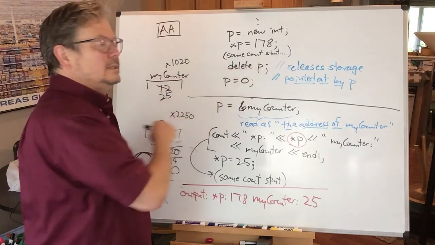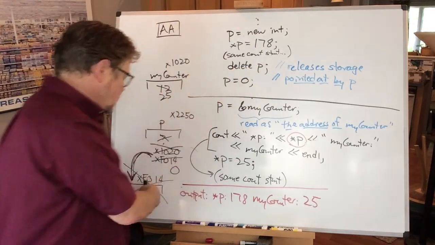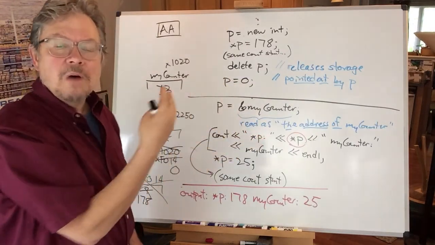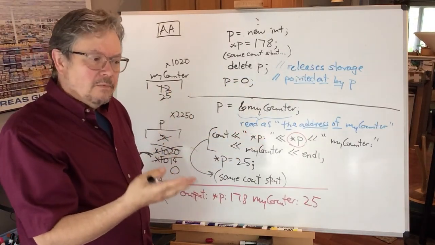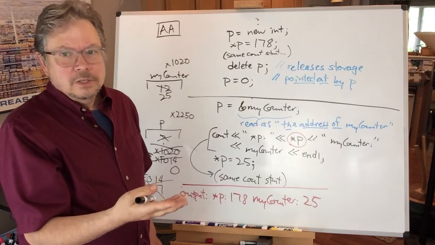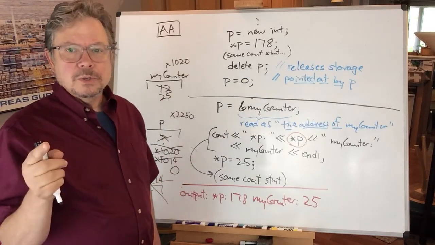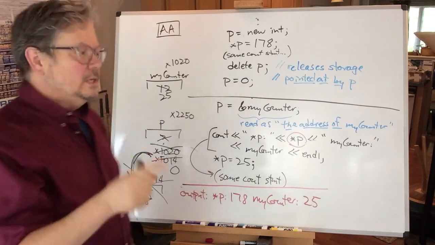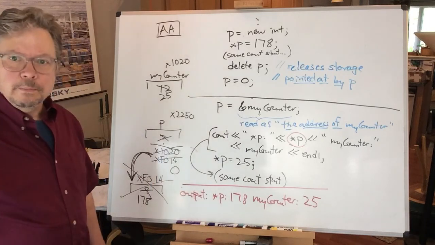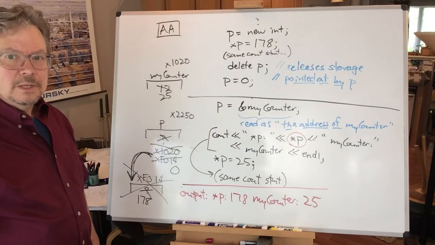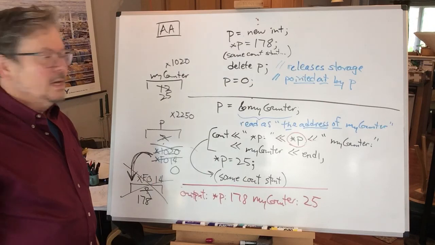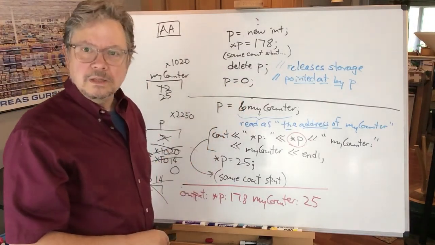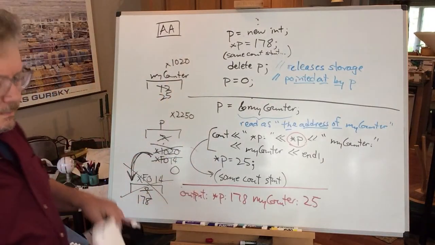After you delete the storage that P points at, it's always a good idea to set P to 0. So now I can test. If I want to know if P still points at some valid memory address that I could use, I just do a quick if test. If P is not equal to 0, and I'm following my own convention here, then the address that it holds must be valid for me to use. It must be something that's been claimed for my program. If P is 0, then it doesn't point at anything. I'll just have to let that go to voicemail.